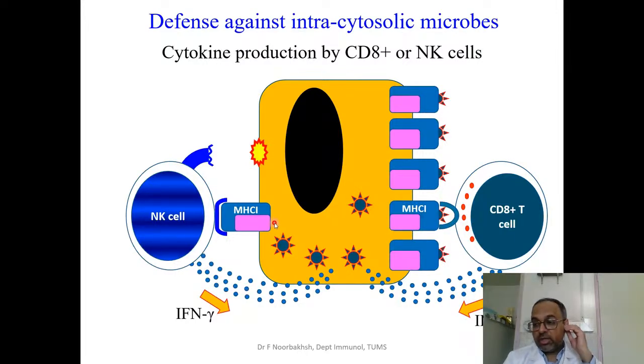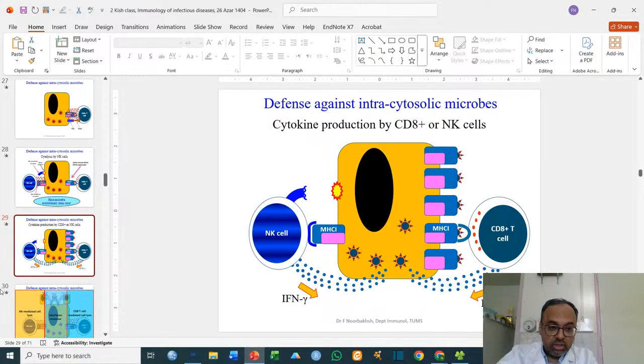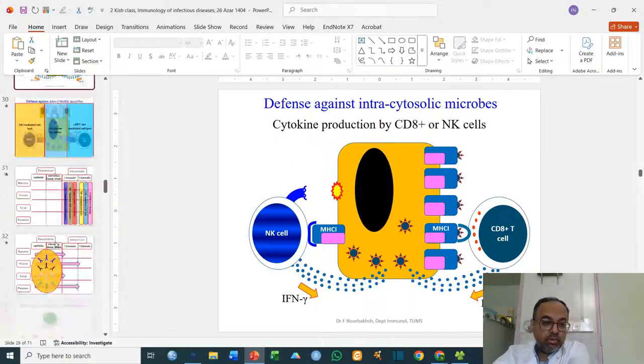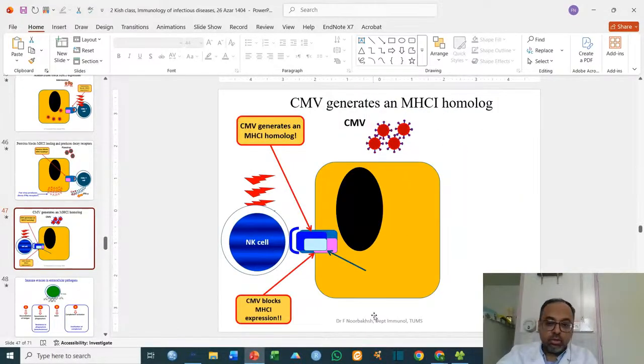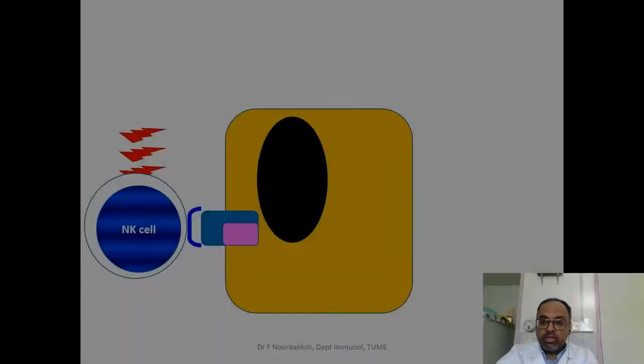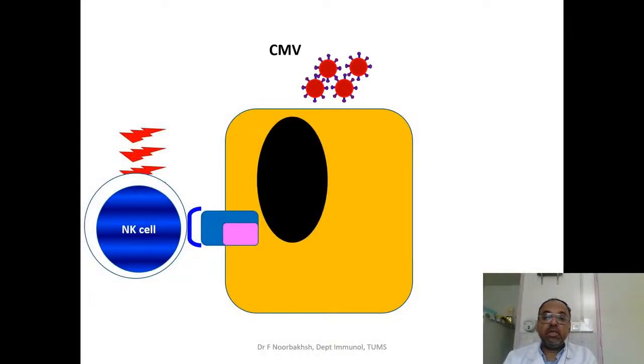And well, it's not part of the class, but we have some clever viruses that have developed ways to even trick NK cells not to kill them. One of them is named the cytomegalovirus. Let me see if I have the slide for it. It's nice to know about it. So we have a virus named cytomegalovirus, CMV.